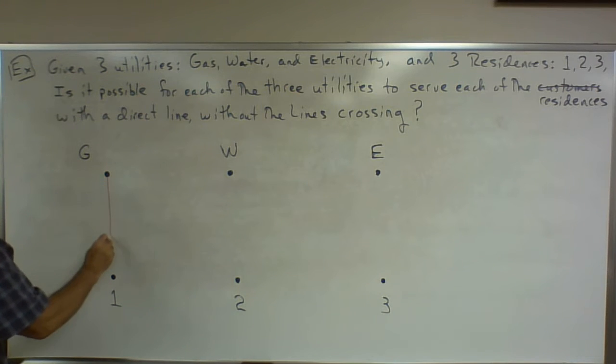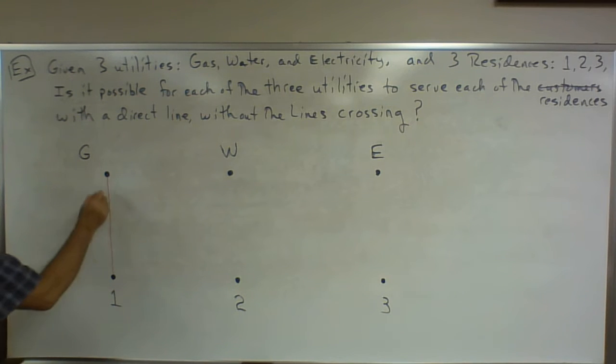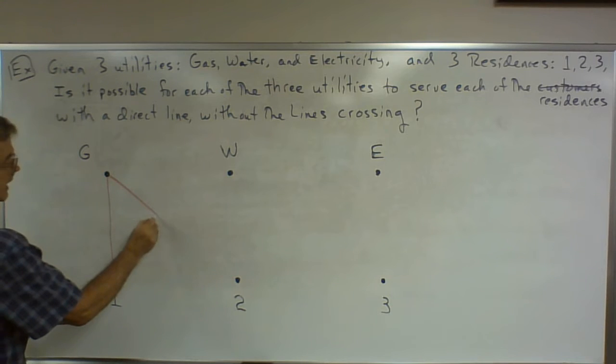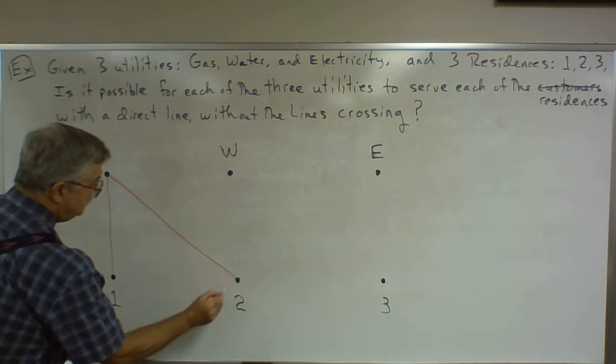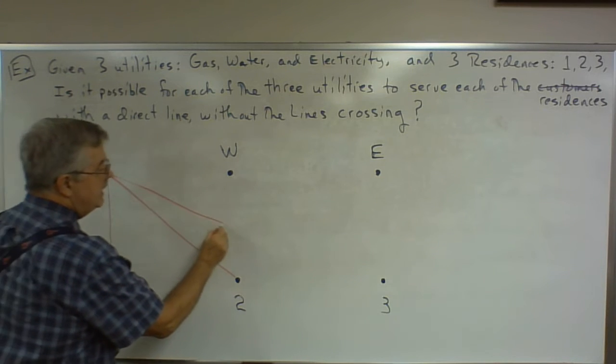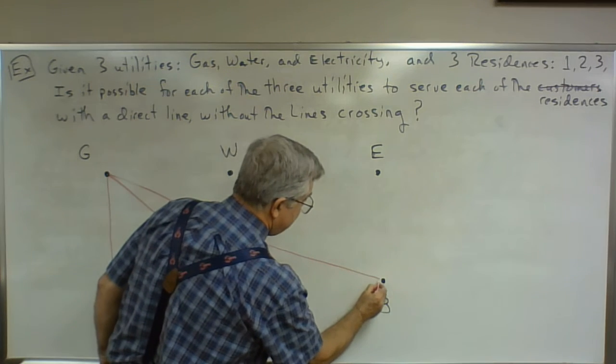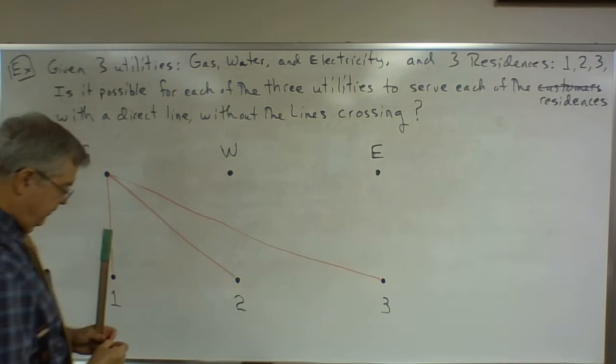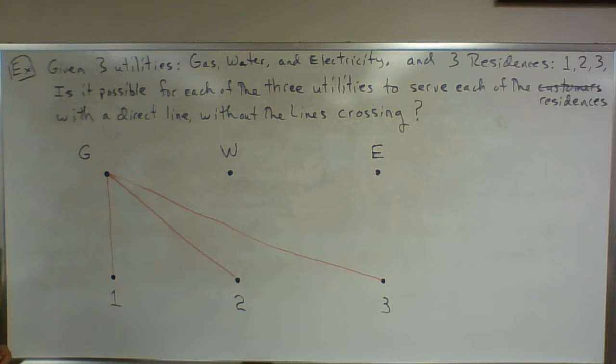We'll take gas and go to residence 1, and we'll take gas and go to residence 2, and we'll take gas and go to residence 3. No problem there. The gas company serves all 3 residents with a direct line.